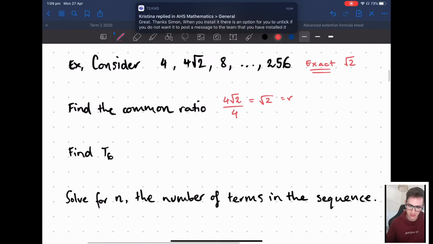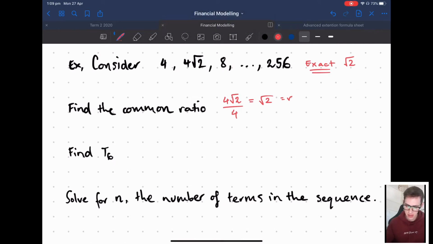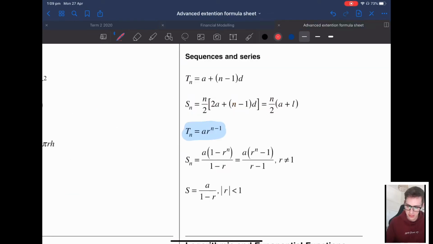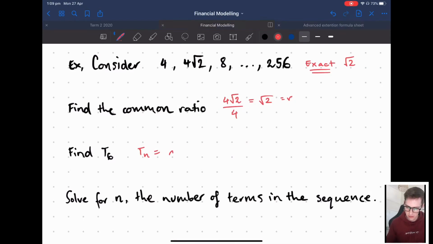Now it wants us to find the sixth term, and to do that we're going to need to write the formula. And to write the formula, we can go to our reference sheet. It's going to be a times r to the n minus 1. I've got my r, but I still need to find my a. But again, a is just the first term, so a is just going to be 4. So popping back into this formula, it's just going to be 4 times the ratio. Now, just to be really clear, I'm going to do the ratio in brackets.